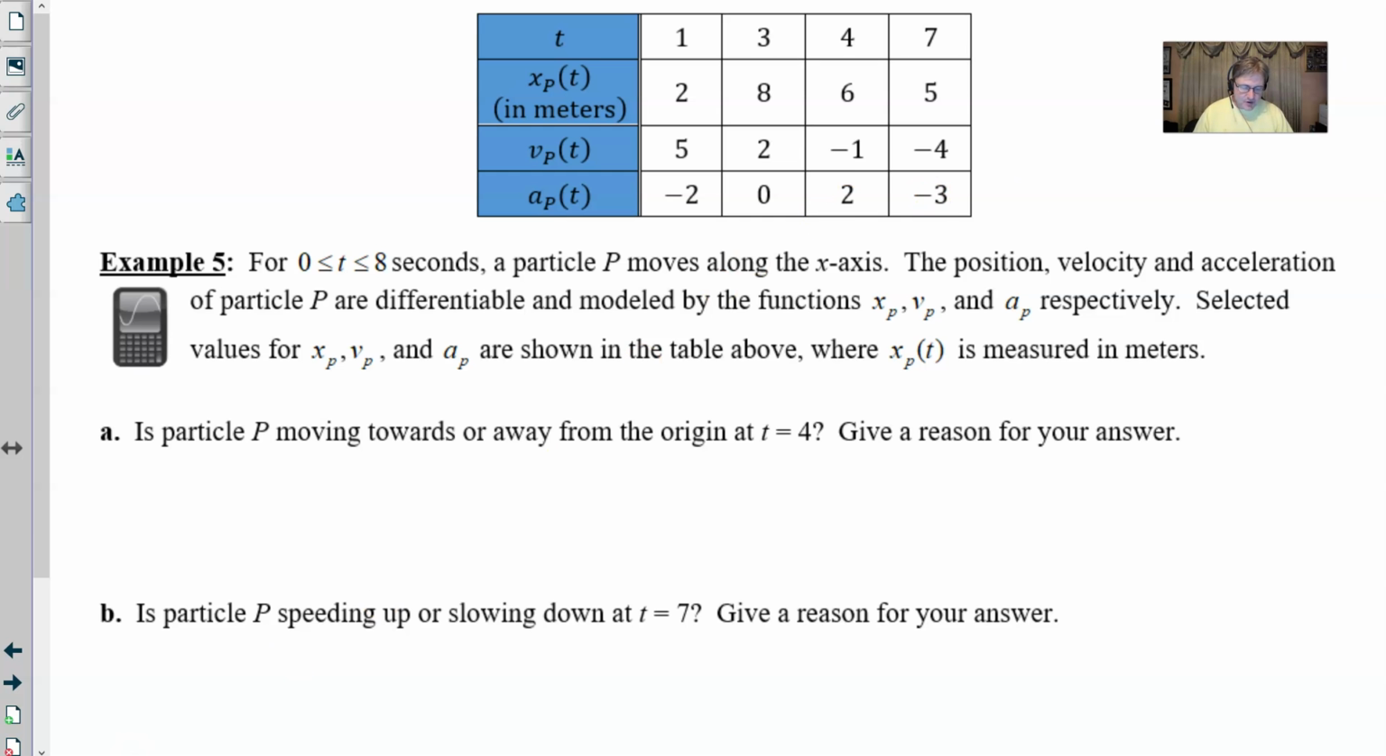Kudos go out to my good friend Brian Passwater for authoring this question. He's a great calculus teacher at Speedway High School. And without further ado, let's take a look at our example 5.